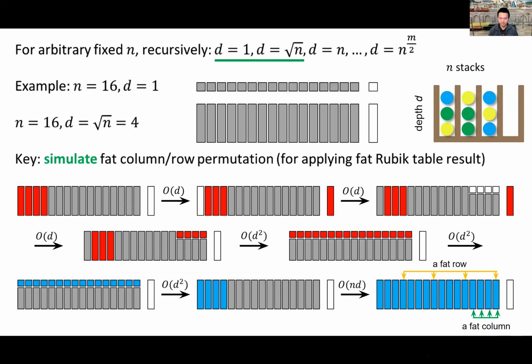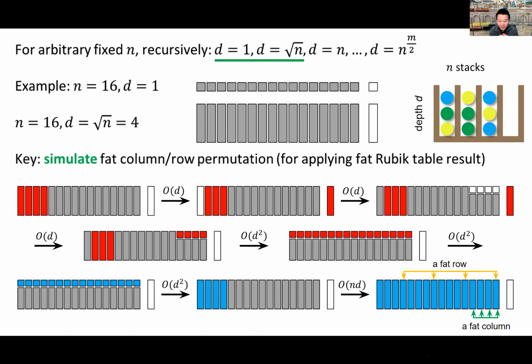As you might have guessed, from here to solve the stack rearrangement problem, we will simulate fat column or row shuffles. We do this recursively. Am I running out of time already? Yep, I'm afraid that timer was already. Okay, all right. So let me try to be quick. So basically, we simulate these. The goal is we start from an arbitrary n. We work with d equals 1, square root of n and so on.